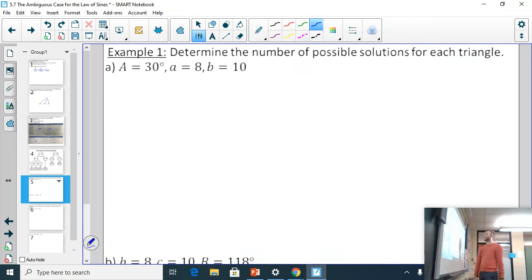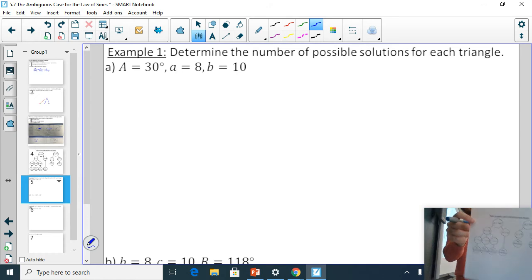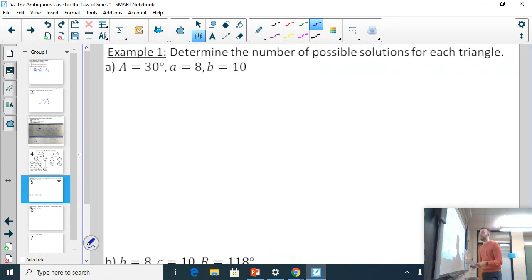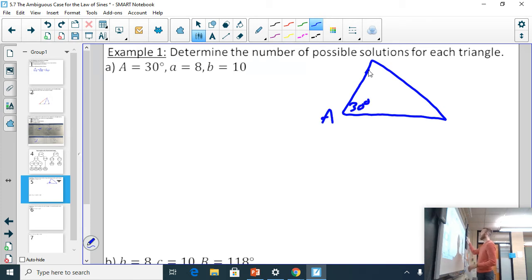So example 1, determine the number of possible solutions for each triangle. I have made myself a nice printout. If you have your notes, you can just follow this along. First, we have A, and I just like to sketch the triangle to make sure I know what I'm doing. A is 30 degrees, and a would be across from A. If I say this is B and C, then we have b equals 10. That gives us two sides and a non-included angle. And so now we just follow this.